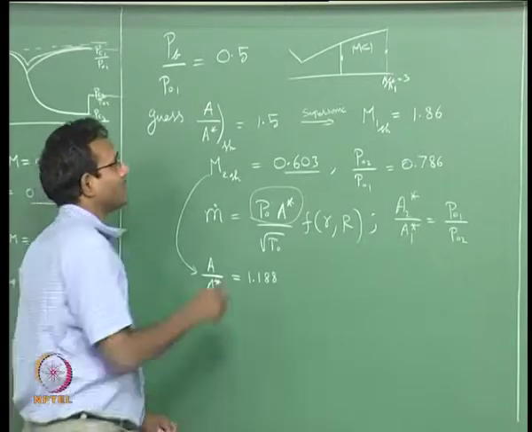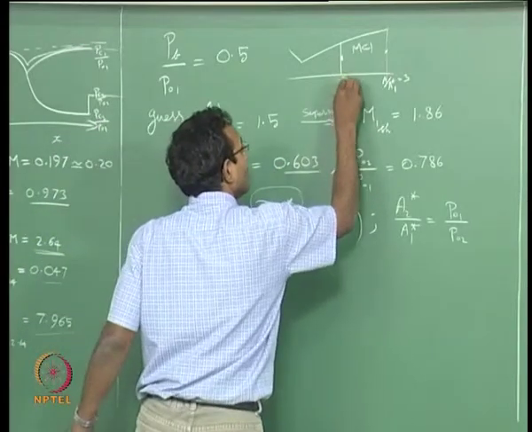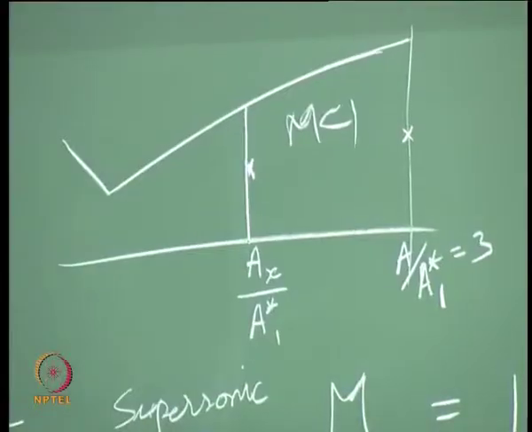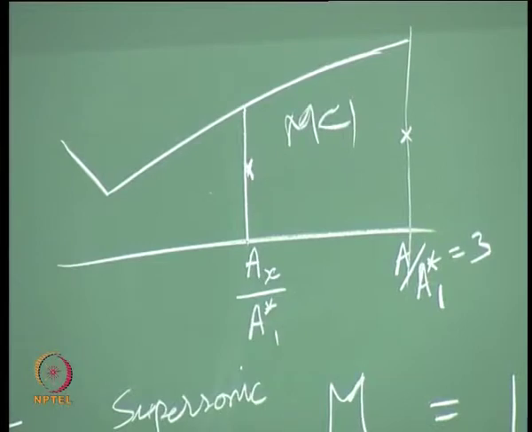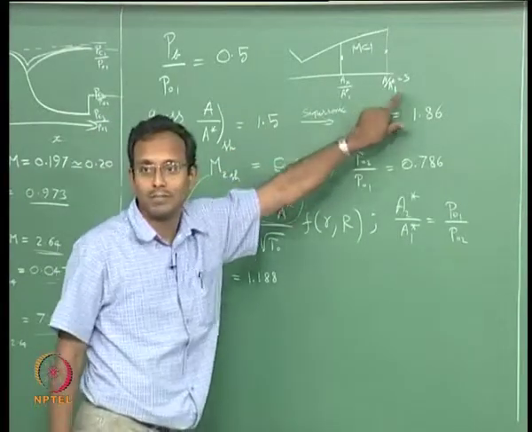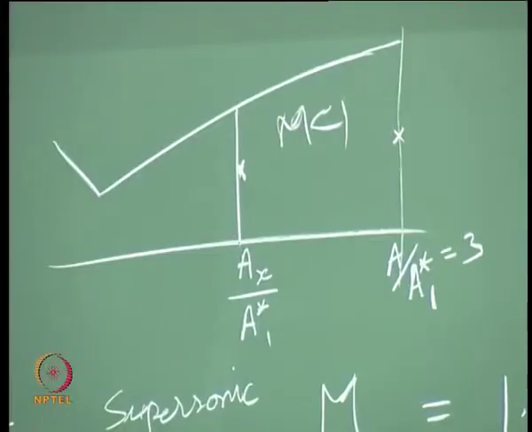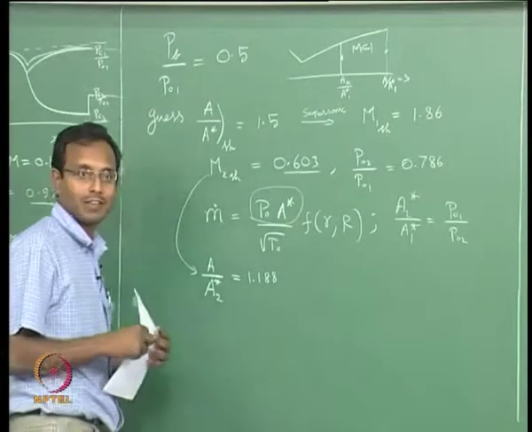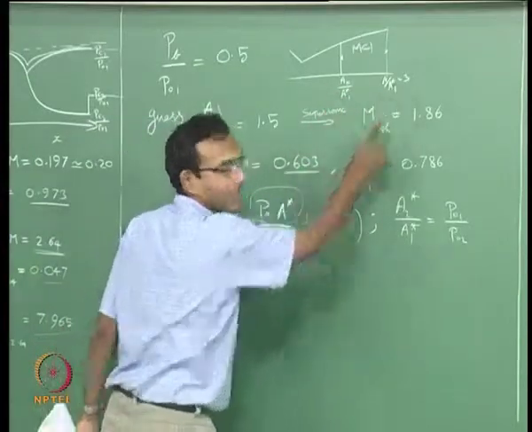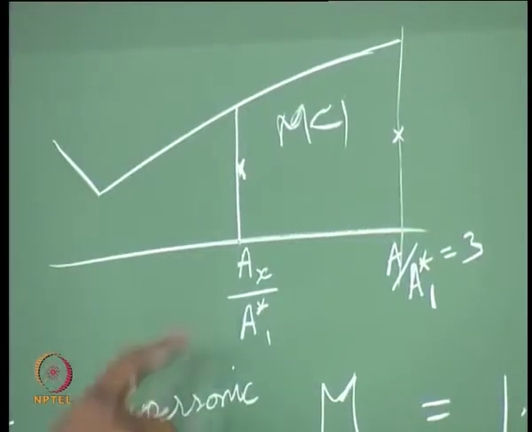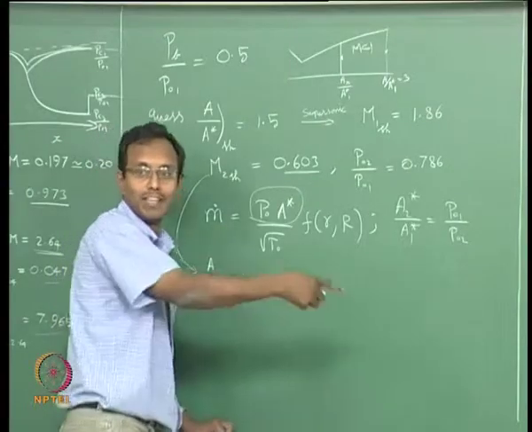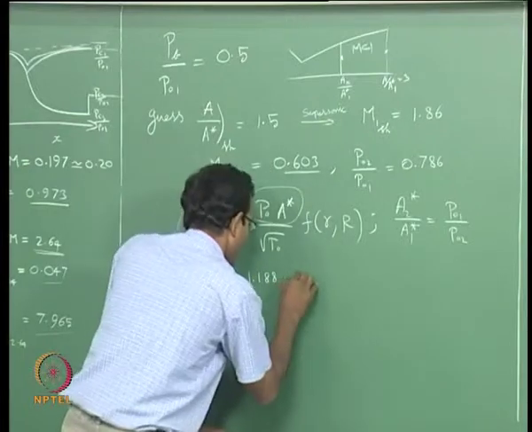What I actually have to do is A exit by A star 1. I know this because this is what I guessed. I guessed it to be 1.5 and I am going to 3 from there. So similarly I have to work through the numbers. How will I find that? If this is 1.5, that will be 3. If this is some other value, I have to work through that again. So what will that number be?